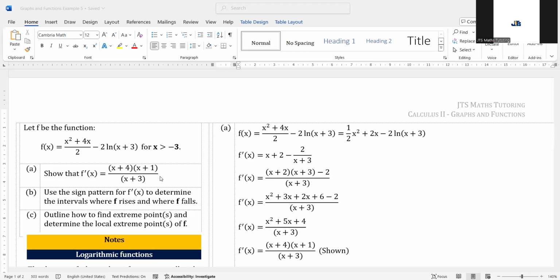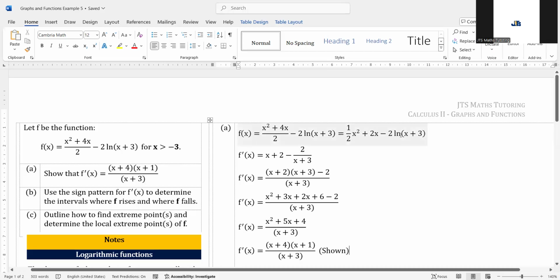The second question: use the sign pattern for the first derivative of f of x to determine the intervals where f rises and where f falls. The third question: outline how to find extreme points and determine the local extreme points of f. Beautiful. Let's get going. I want you to know and understand that the given function can actually be written like this. So let's get going.